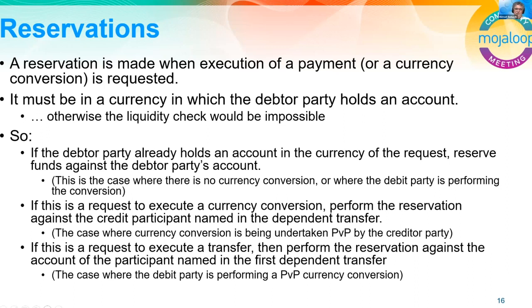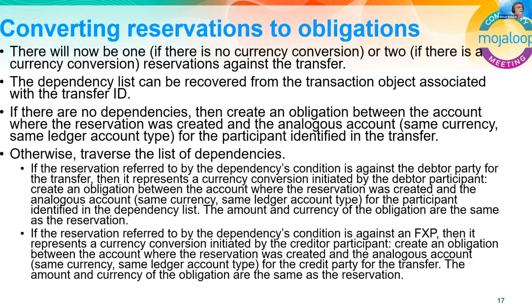So now we've got our reservations, we hope, in the correct accounts. We now need to convert them to obligations. So we'll now have 1, if there's no currency conversion, or 2, if there is a currency conversion, reservations against the transfer. We can recover the dependency list from the transaction object associated with the transfer ID. If there are no dependencies, then create an obligation between the account where the reservation is created and the analogous account for the participant identified in the transfer.